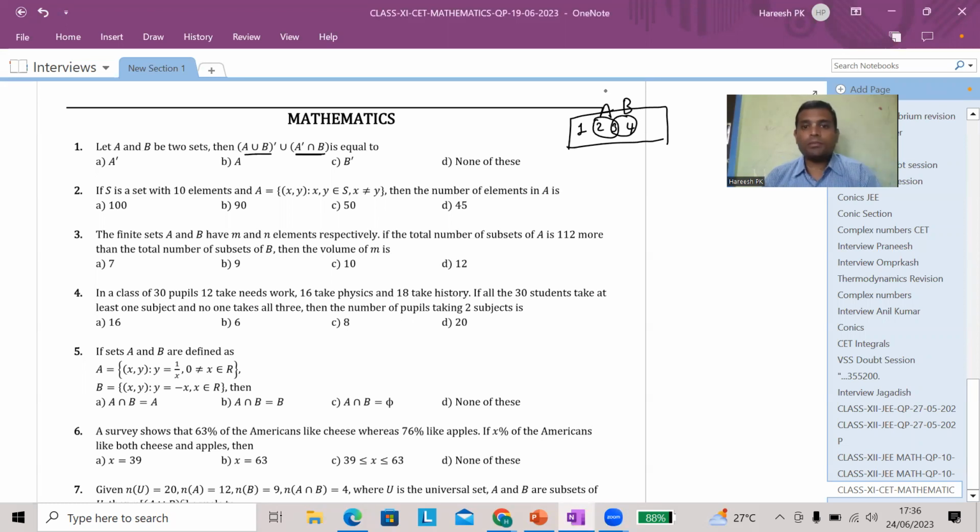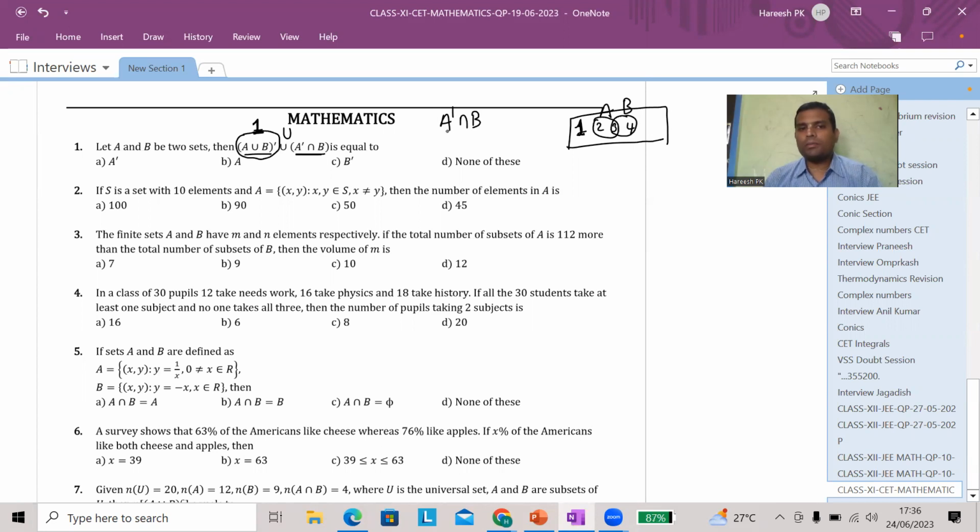So A union B whole complement. This is nothing but region 1, right? A union B is both the circles put together. So this is region 1. So we are talking about region 1 union A complement intersection B. What does that mean? A complement intersection B.